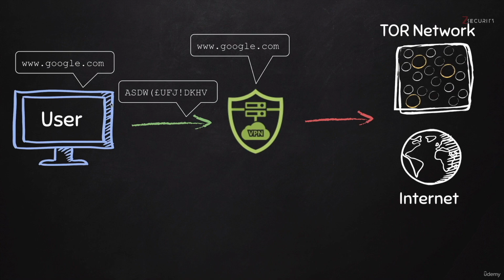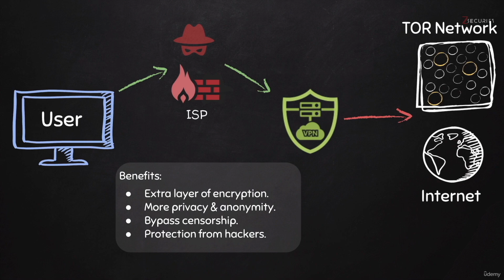Now, because of the way the data is sent in here in an encrypted manner, this adds an extra layer of encryption. Therefore, it improves your privacy and anonymity. If your data gets intercepted by hackers or by your network admin or by your internet service provider, it'll be gibberish, it'll be useless, so they won't be able to stop you or prevent you from accessing websites, and they won't be able to gather information about you. So it'll allow you to bypass censorship, protect you from hackers, and so on.